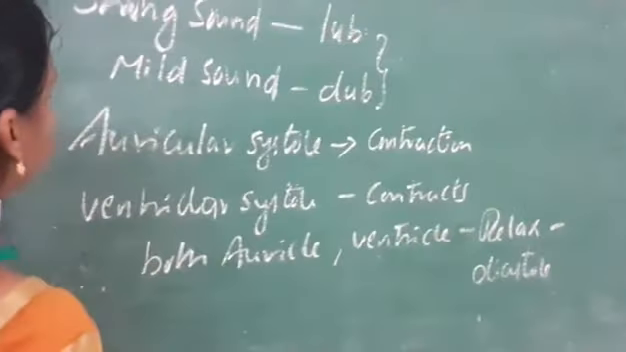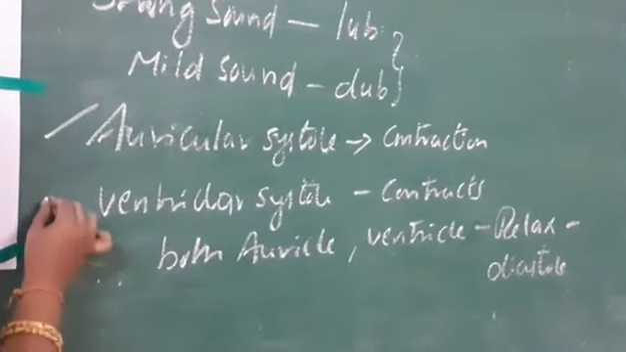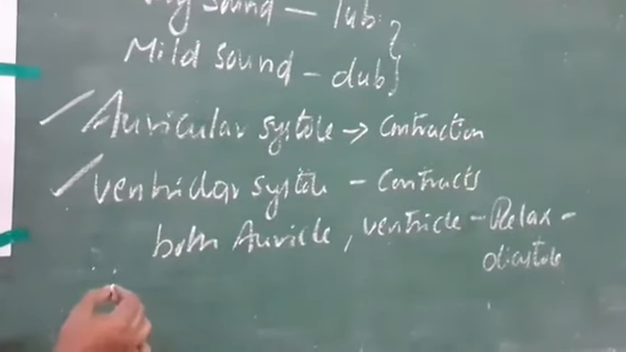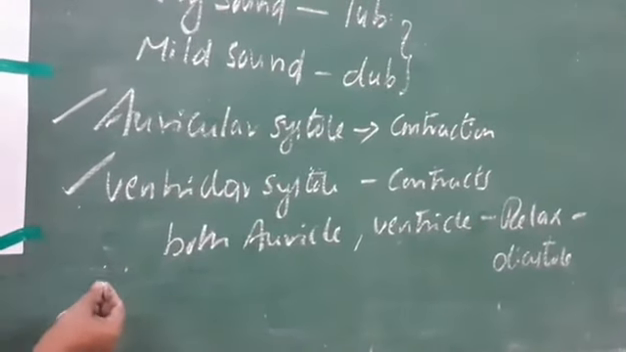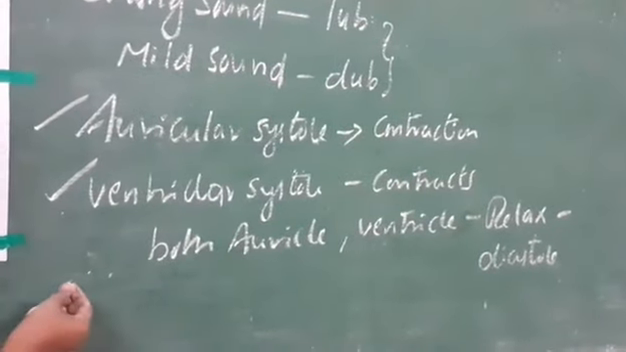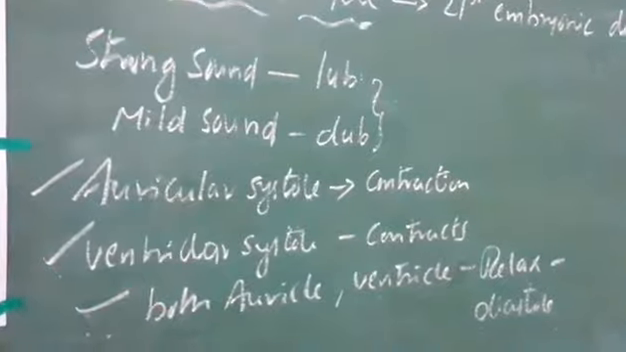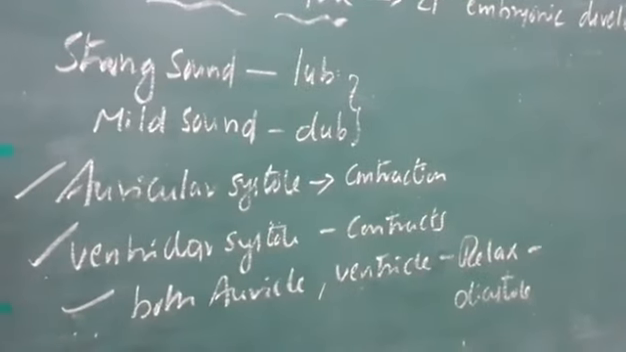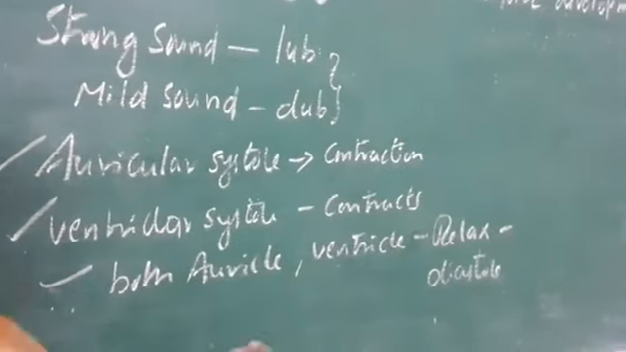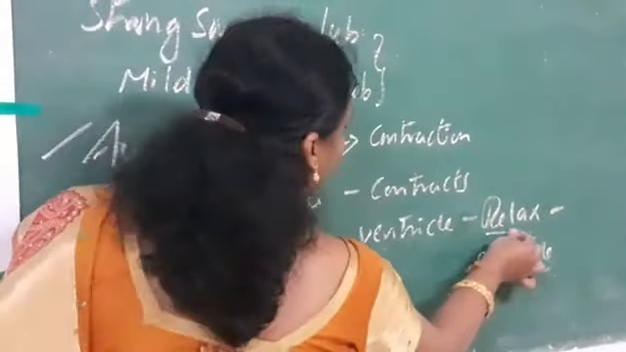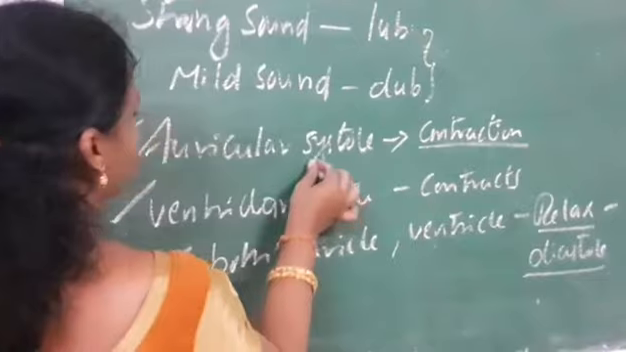So from this it is clear that we observe three stages. First is auricular systole, the contraction of auricles. Next we see the ventricular systole, contraction of ventricles, which helps the blood to go to the arteries, that is the systemic artery and pulmonary artery. Then both auricles and ventricles get relaxed. That stage we call diastole. The relaxation phase is called diastole. The contraction phase is called systole.